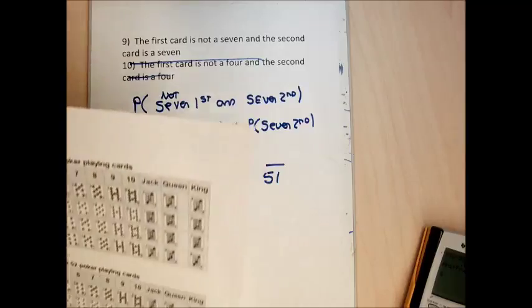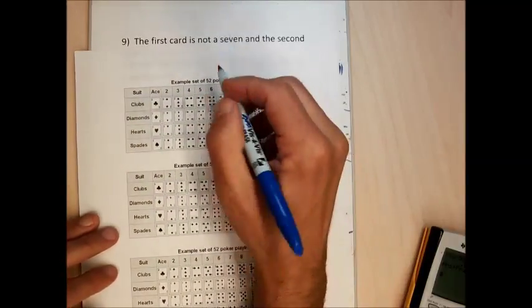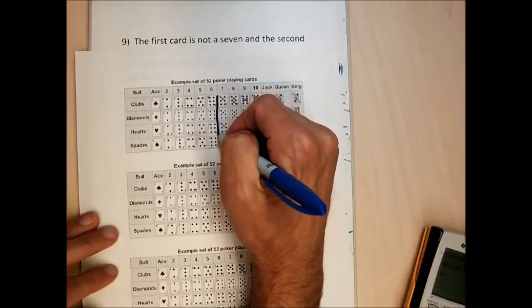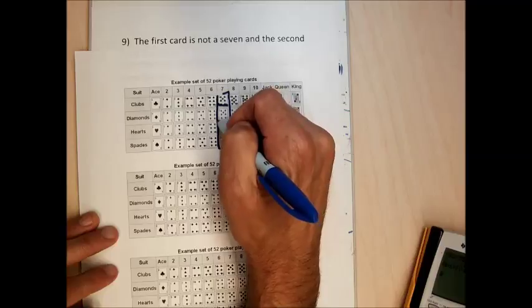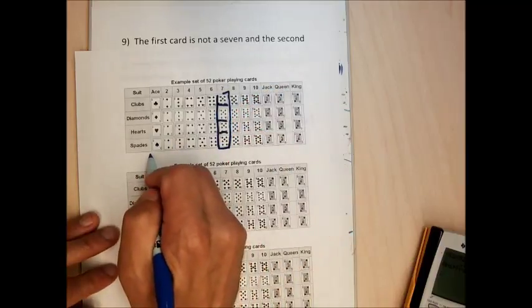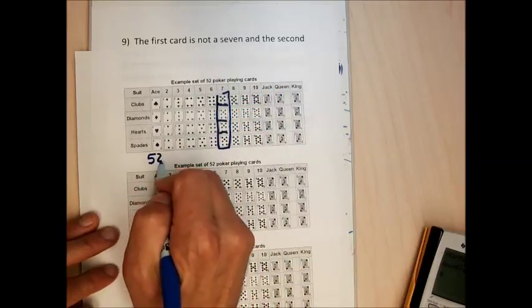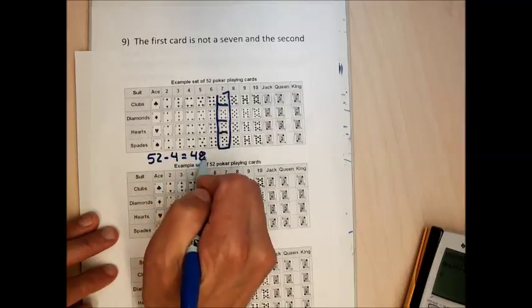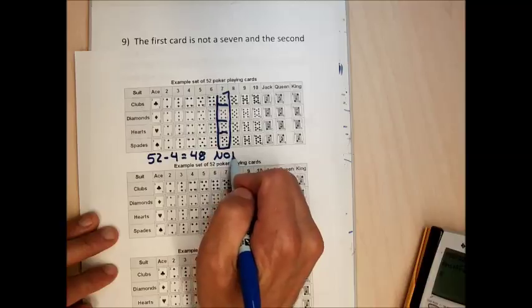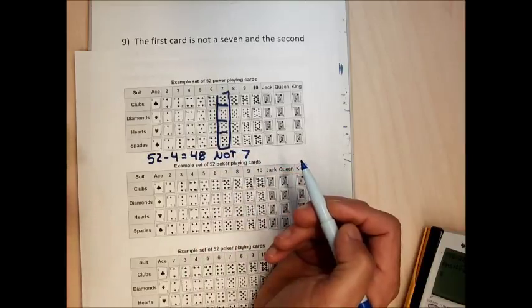So for the first one, I need to find the number of cards that are not 7s. A deck of cards has 52 cards. There's 4 7s, so if I take the 52 cards minus the 4 cards that are 7, that will tell me there's 48 cards that are not 7 in a deck of cards.